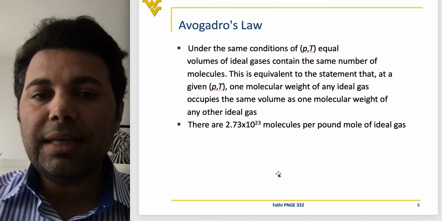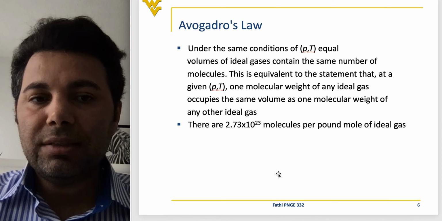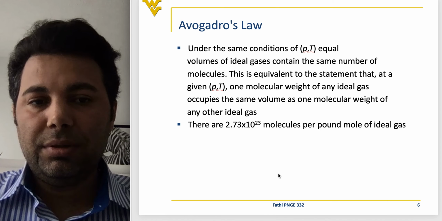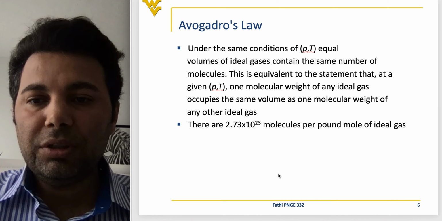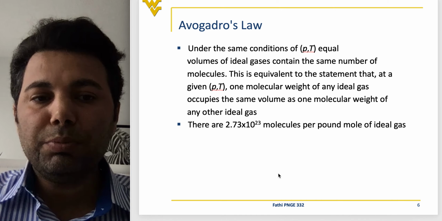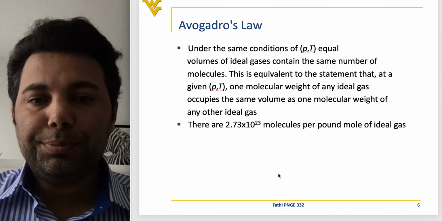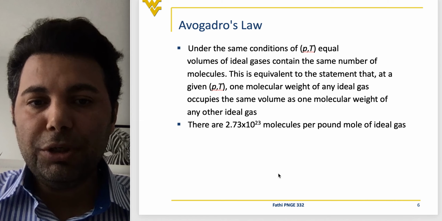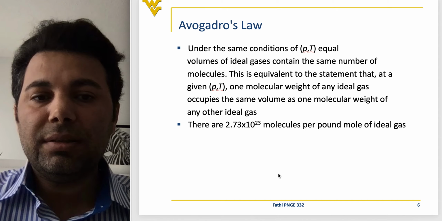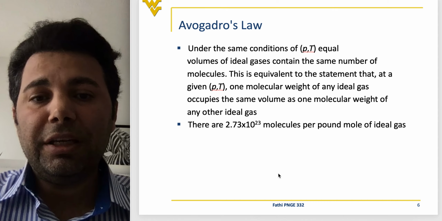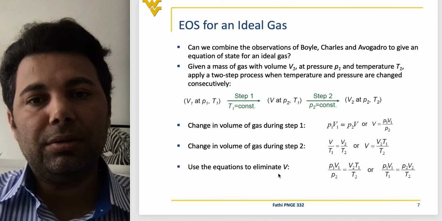And we know under the same conditions of pressure and temperature, equal volumes of ideal gas contain the same number of molecules. This is basically Avogadro's law, which says there are 2.73 times 10 to the power of 23 molecules per pound mole of ideal gas. So at a given pressure and temperature, one molecular weight of any ideal gas occupies the same volume as one molecular weight of any other ideal gas. So that's another law.